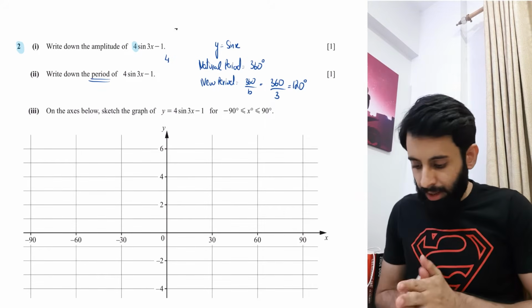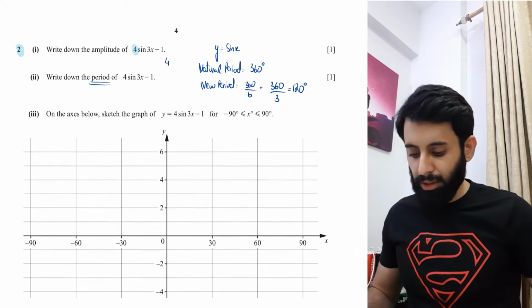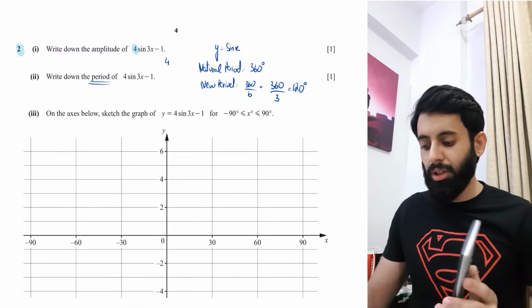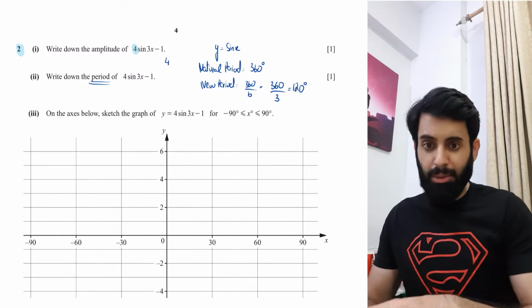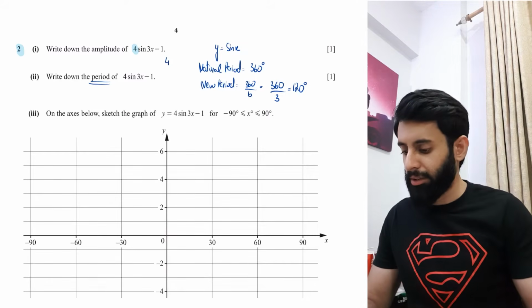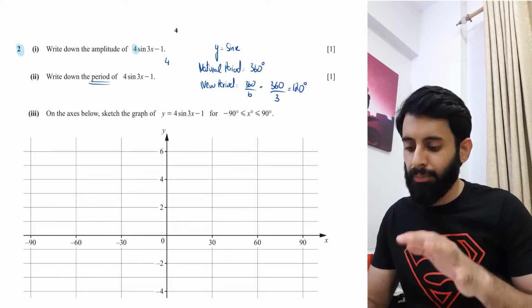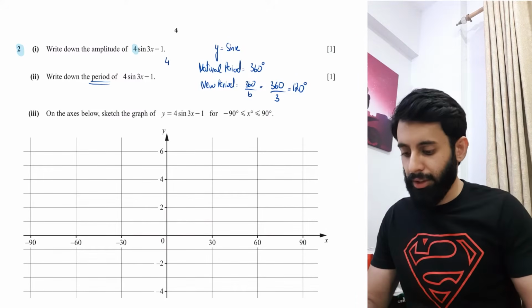Then it says, on the axis below, sketch the graph of y equals 4 sine 3x minus 1 for minus 90 to 90. Now this is the point where you should make 100% use of the table feature in your calculator. Again, I made a detailed video on it. I'd suggest you go check it out if you haven't, and then come back to this video. Although I will try and explain how you can do this over here also.